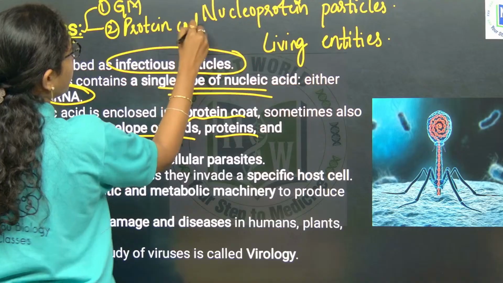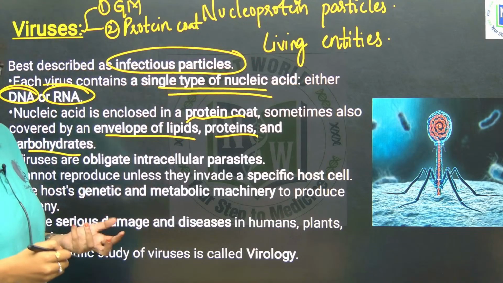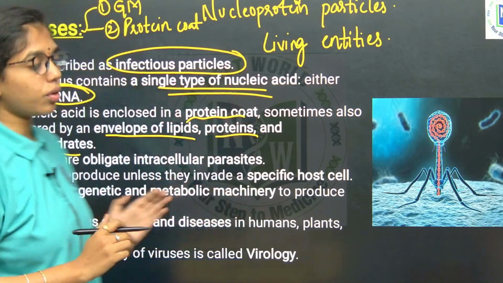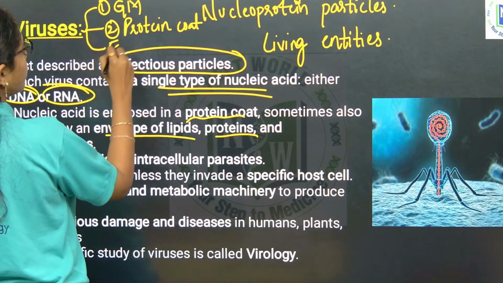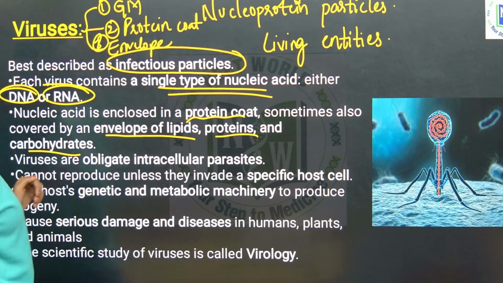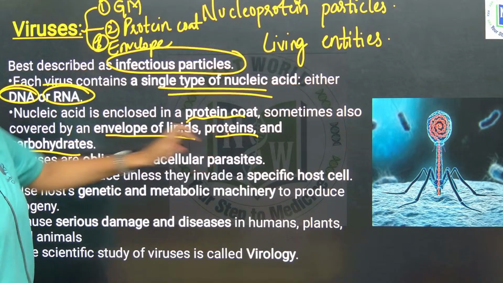Protein coat. But in a few viruses like HIV and herpes virus, they will be having an envelope over this protein coat. Those are having what? Envelope over the protein coat. The envelope can be made up of lipids, proteins or carbohydrates.